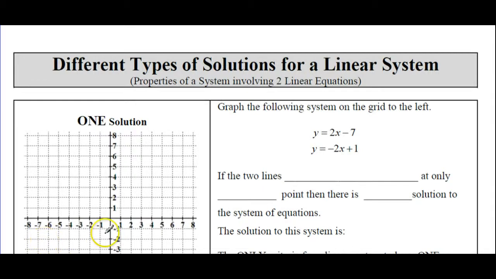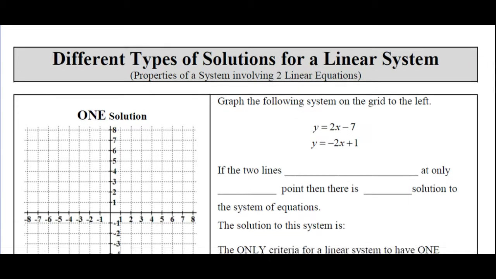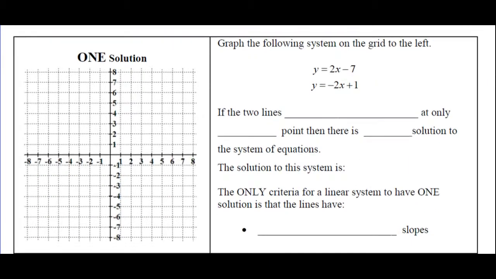Different types of solutions for a linear system, or the properties of a system involving two linear equations. One solution. Graph the following system on the grid to the right. y equals 2x minus 7. Let's pick a color. So up 2 over 1, and let's get lots of points. Can't go down. Okay, let's draw the line.